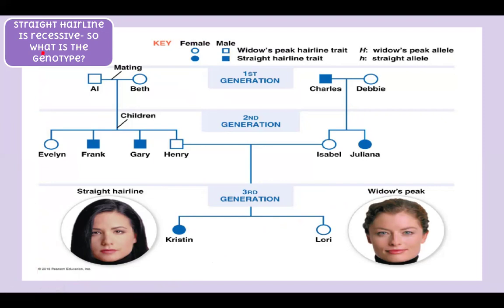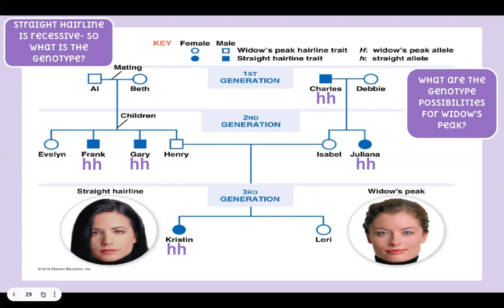If straight hairline is recessive, there's only one option for their genotype. That is little h, little h. So Charles is shaded in, meaning he has the straight hairline. So his genotype is little h, little h. Everyone else who is shaded in, Frank, Gary, Juliana, and Kristen, are also all little h, little h. So we have now solved a lot of people's genotype, which is great.